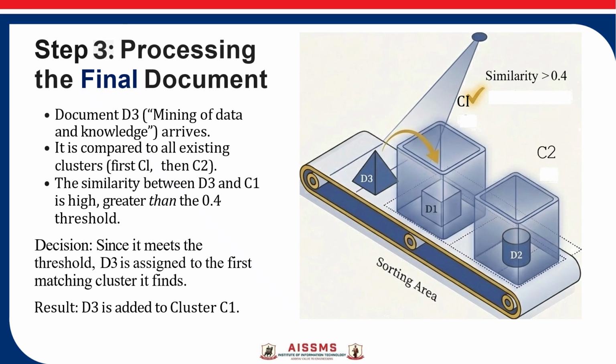Step 3. Processing the final document. Finally, document D3, mining data and knowledge, arrives. It is compared to the existing clusters, starting with C1. This time the similarity between D3 and C1 is high, greater than the 0.4 threshold. Consequently, D3 is assigned to the very first matching cluster it finds, which is C1.